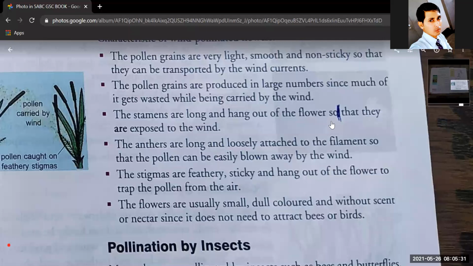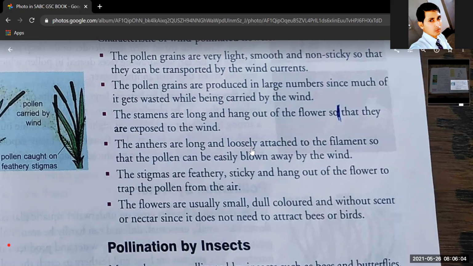What is written here now? It is written so that. What will you write here? You make it correct. In the book, sometimes misprinting happens. Here it is written ice and here it is written SD, I think. So make it correct, you write SO only. The stamens are long and hang out of the flowers so that they are exposed to the wind.